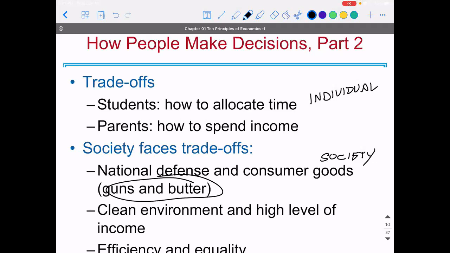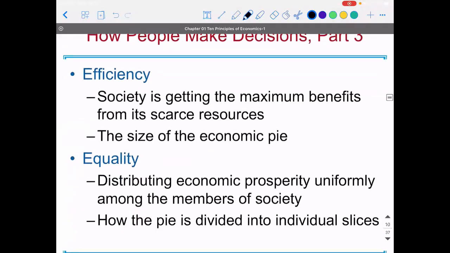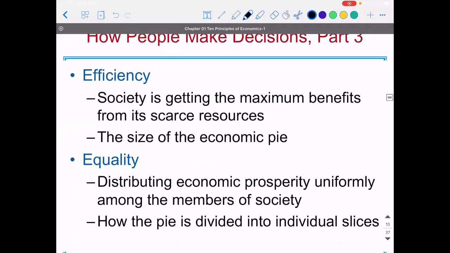And in fact, there's a famous speech by President Eisenhower of him talking about the fact that we build all these weapons. Building more weapons means that we have fewer bricks for school buildings, et cetera. Another trade-off would be a clean environment or a high level of income. And we also generally face this trade-off between being efficient and being equitable.